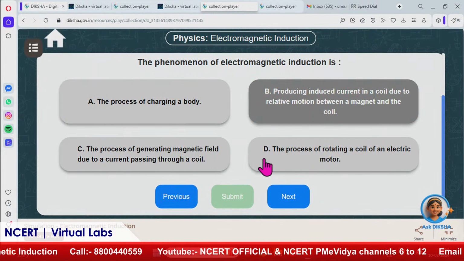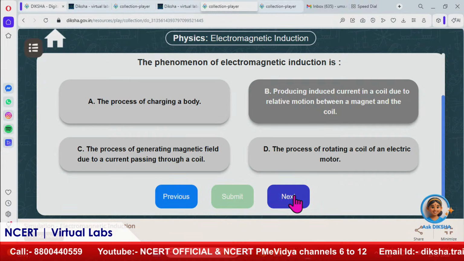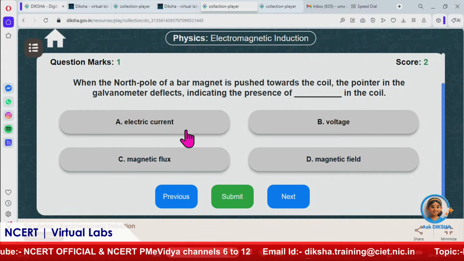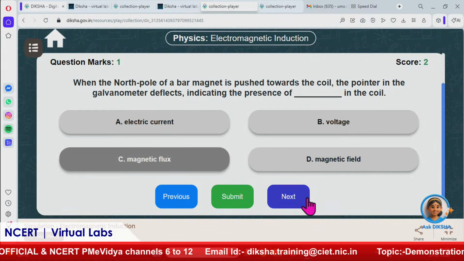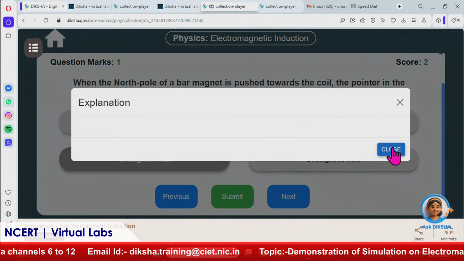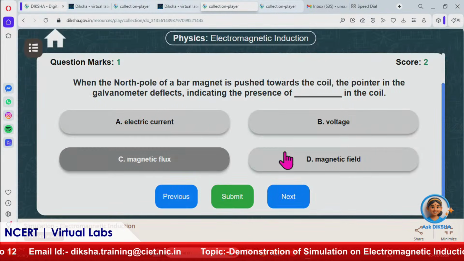Let's check what will happen next if I put a wrong answer. Randomly, though the answer is electric current, let's select magnetic flux. Submit. So wrong answer. You will get this wrong answer indication.